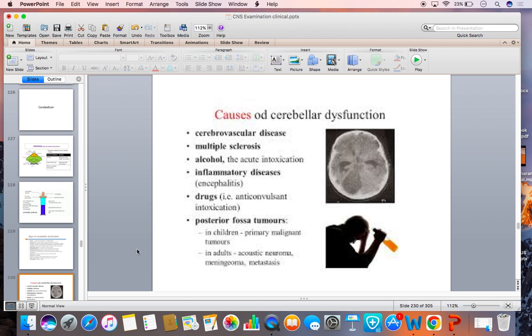Next, multiple sclerosis also affects the cerebellar function. Alcohol, the commonly consumed drug, results in dysfunction of the cerebellum. Inflammatory diseases like encephalitis and drugs used in the treatment of epilepsy. Some posterior fossa tumors in children are primary malignant tumors. In adults, acoustic neuroma, meningioma, and metastasis, to quote some examples.